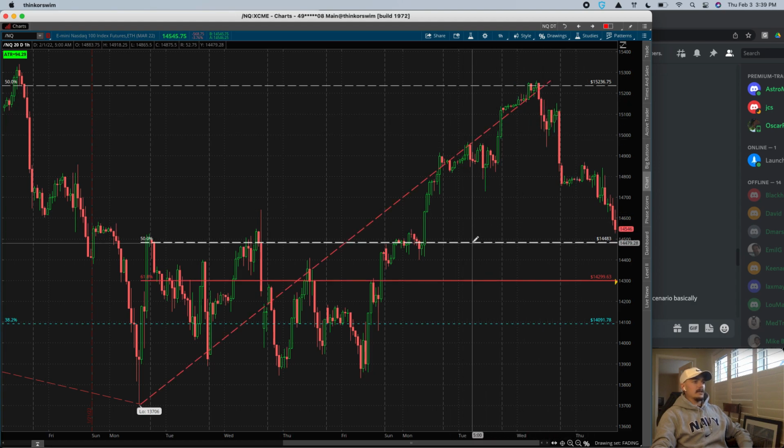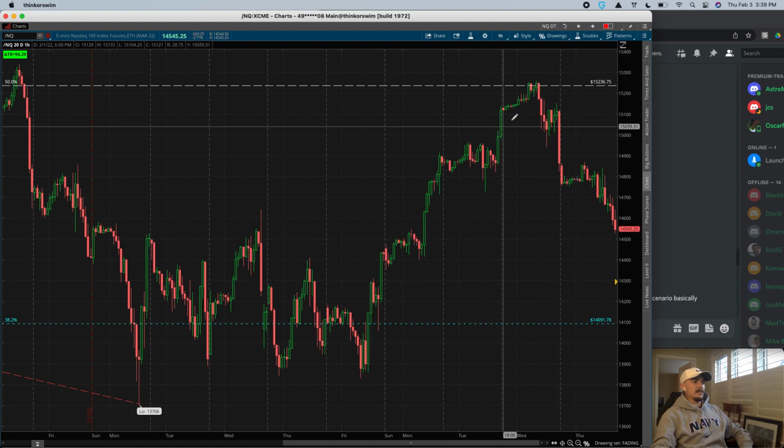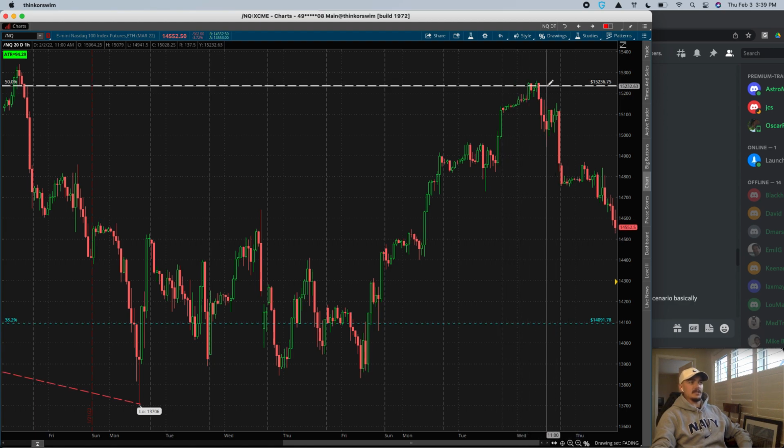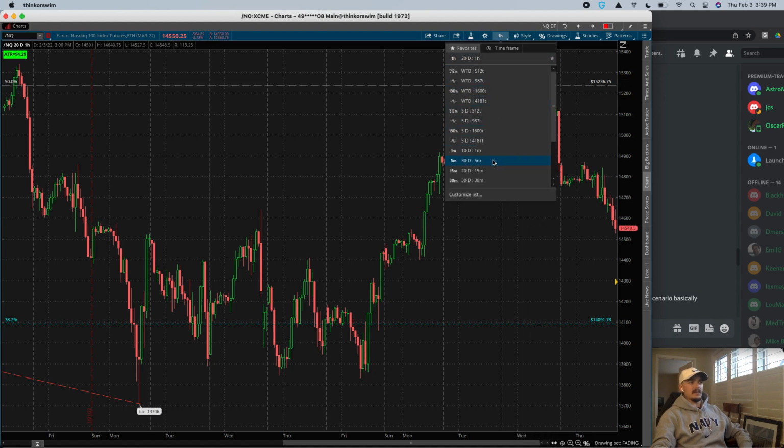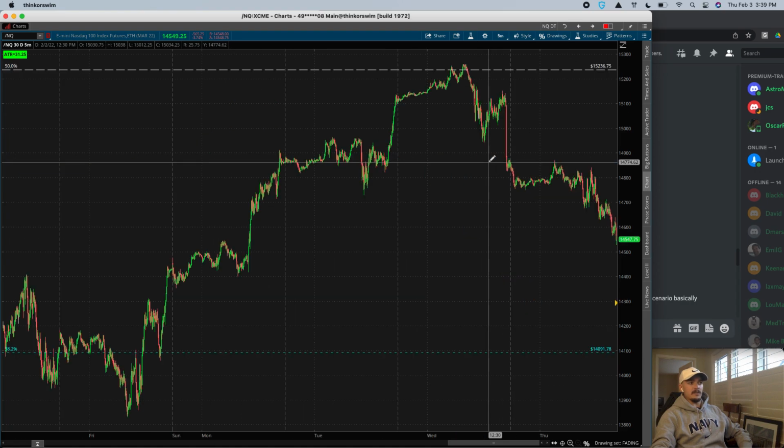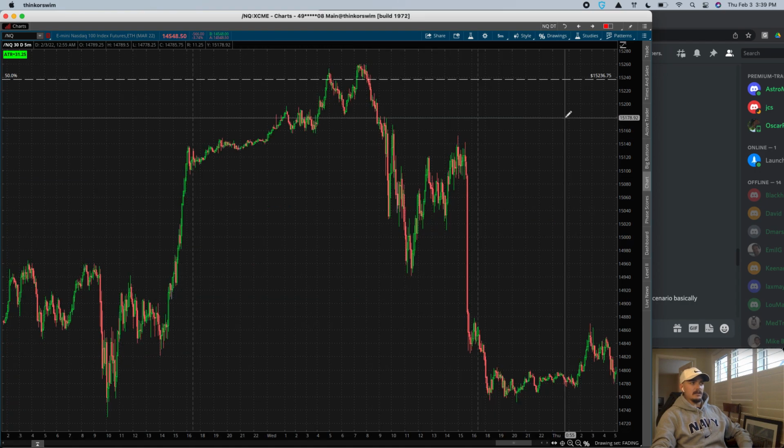So looking at Wednesday and Thursday, we are coming off of the larger time frame 50% short. This is that daily 50% short setup that we talked about, 15,236.75. So what I'm going to do from here is go down to a 5-minute chart, and we're going to begin looking for some potential day trades and trades that I also took on Wednesday.